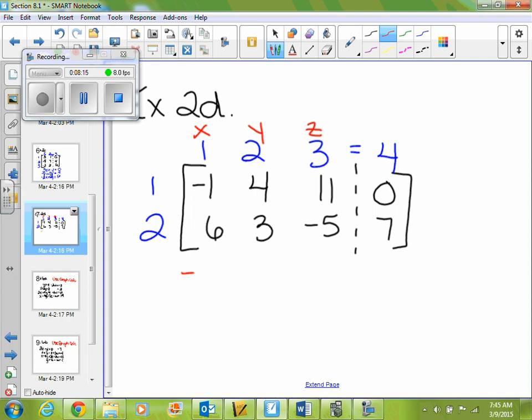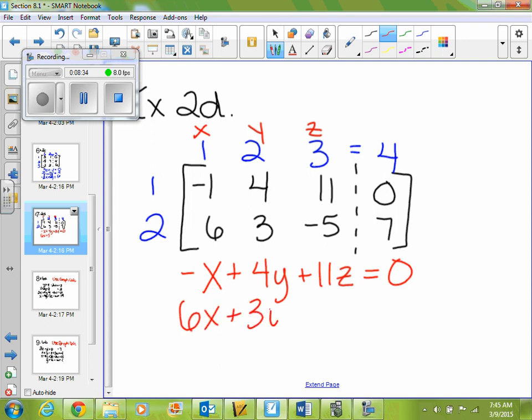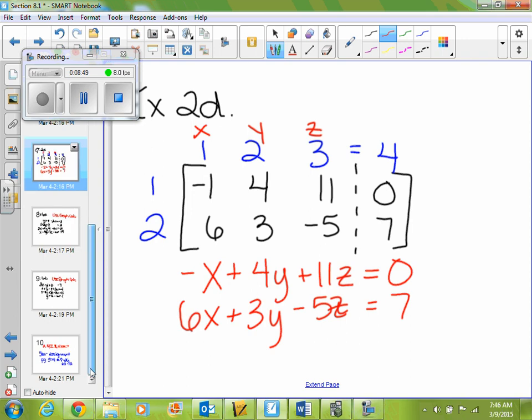So for my first equation, I'm given -1x plus 4y plus 11z equals 0. And for my second equation, 6x plus 3y minus 5z equals 7. Okay, so writing equations from an augmented matrix is just working backwards.